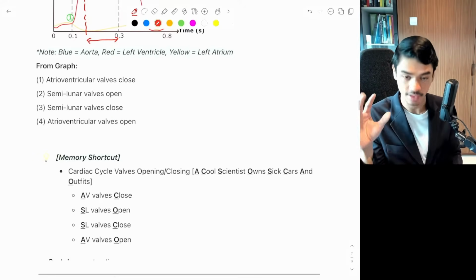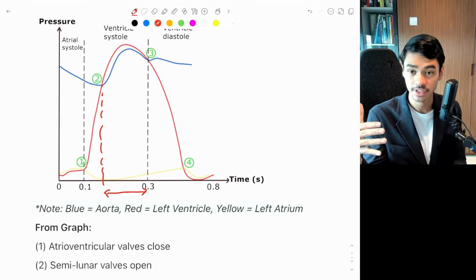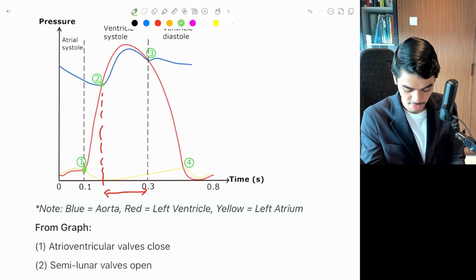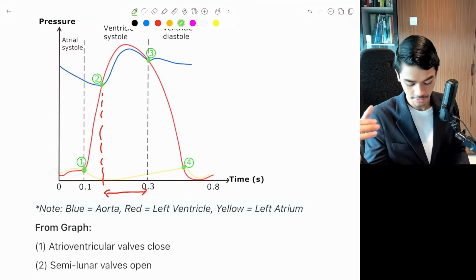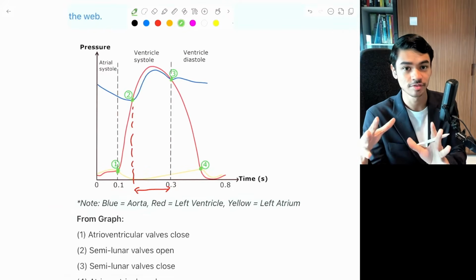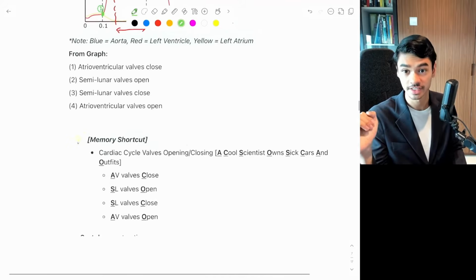And it tells you at all these 4 points. How do we know where the 4 points are? It's whenever there's an intersection. Intersection in a graph of pressures. So if there's an intersection, some valve event is happening. Okay, and these are the 4 valve events. That's how to remember it.